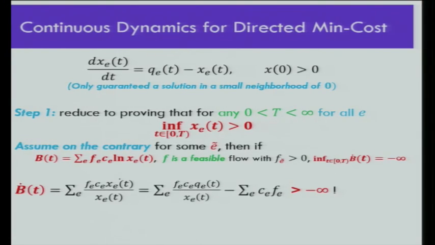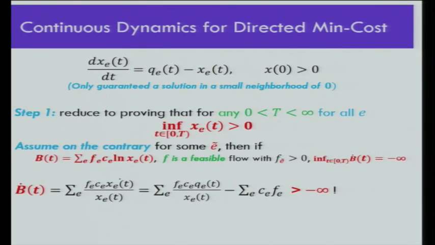Because we have another way to look at the derivative. So we look at the derivative by taking the derivative of this function. What we get is really, this is just f_e c_e. What we get is the derivative of xc divided by xc. That's what you get when you take a derivative of log. But we know what dxc by dt is. We can plug in that formula. And what we get is this term minus this term.